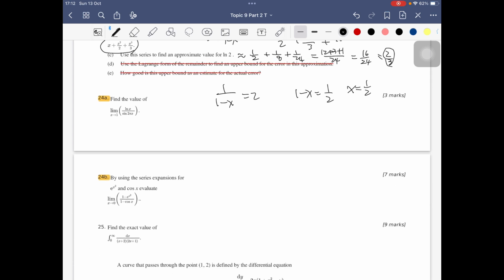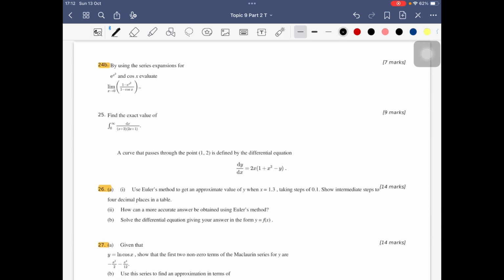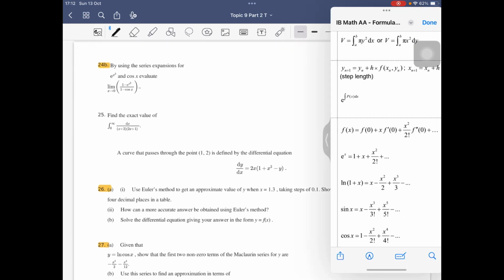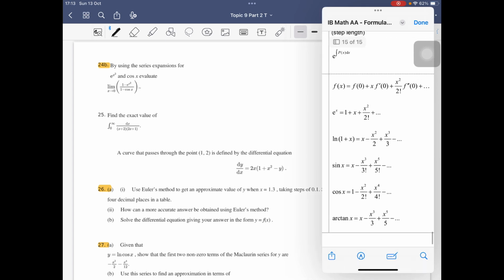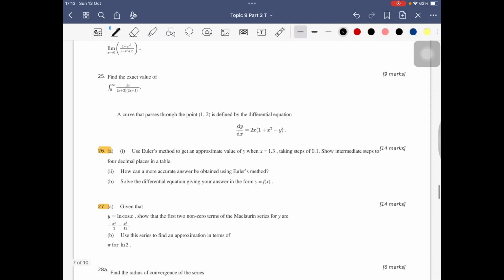Number 24a, you can go for L'Hopital. Series expansion: e to the power of x squared, you can put x squared here, and cos x, you can put it here. And here, if you want to solve this out, then you can make dy over dx plus 2xy equal to 2x plus 2x cubed, and go to the integrating factor.